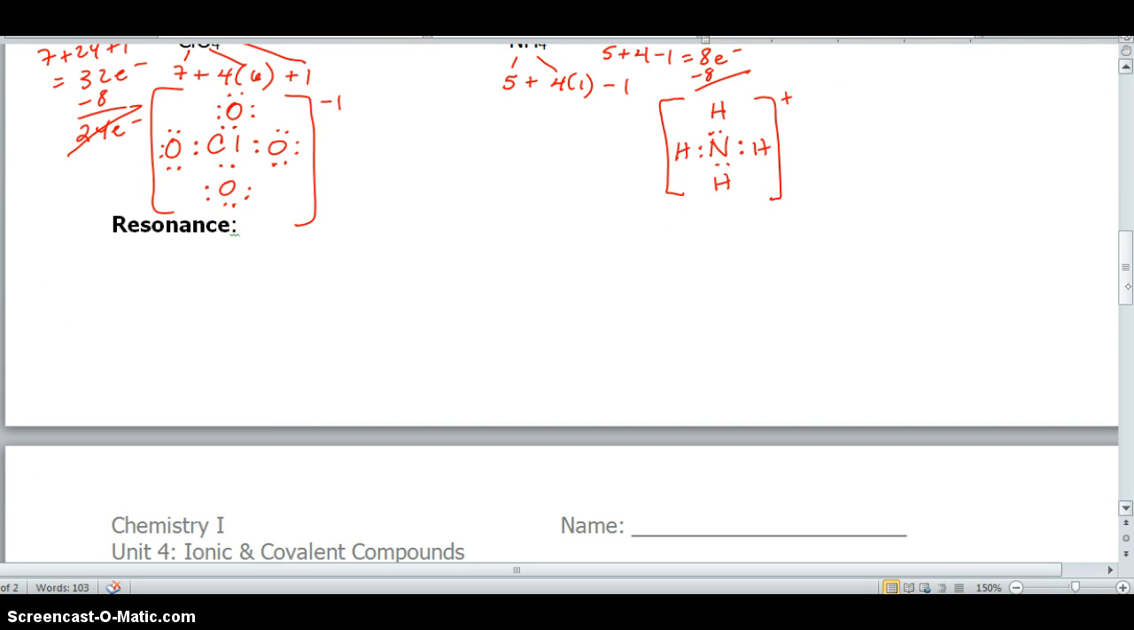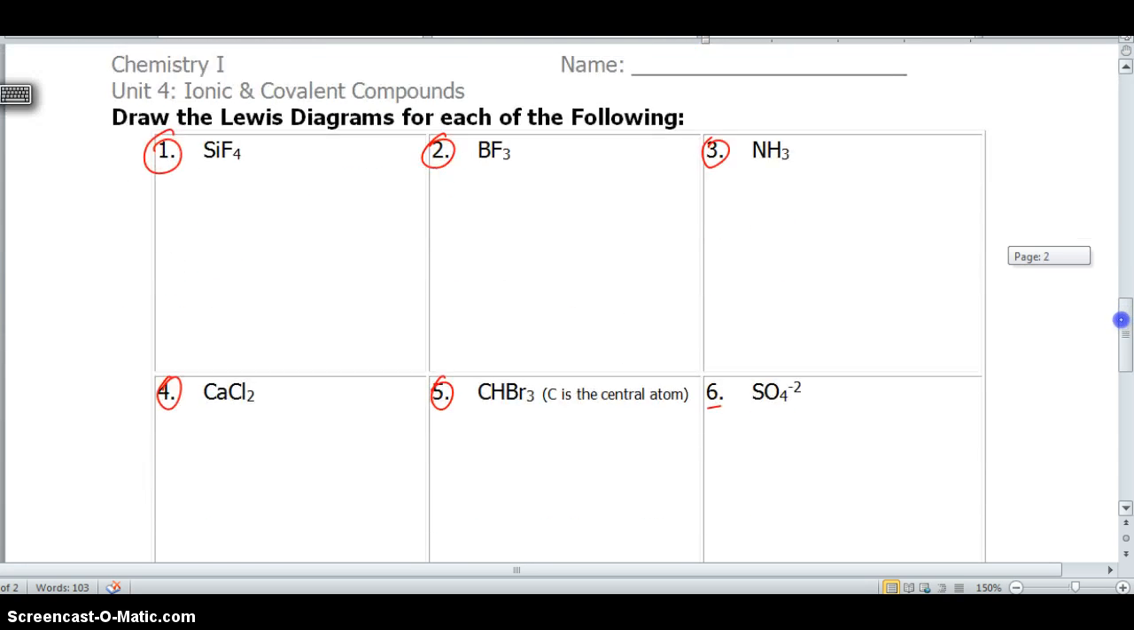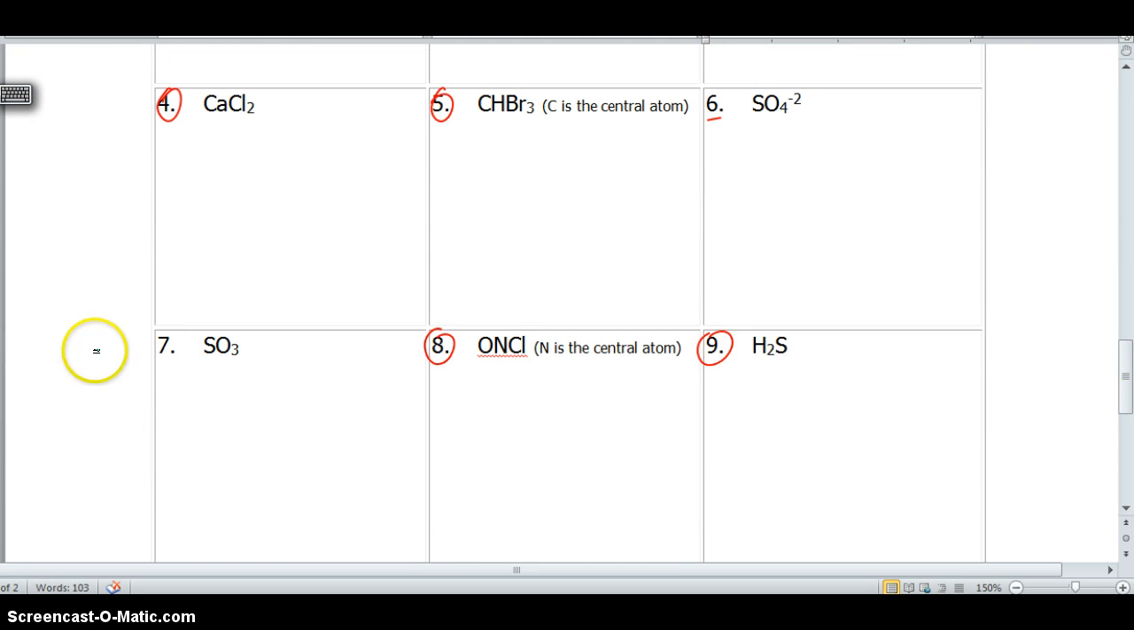So if we go back, let's actually go back to this one, because I didn't ask you to draw this one yet. So SO3, let's do that one together. We've got 6 valence electrons from sulfur plus 6 times 3, because you have 3 oxygens. So we have 6 plus 18, so we have 24 electrons to work with. No worrying about a plus or a minus, because no plus or minus is written, so we assume that it's neutral.